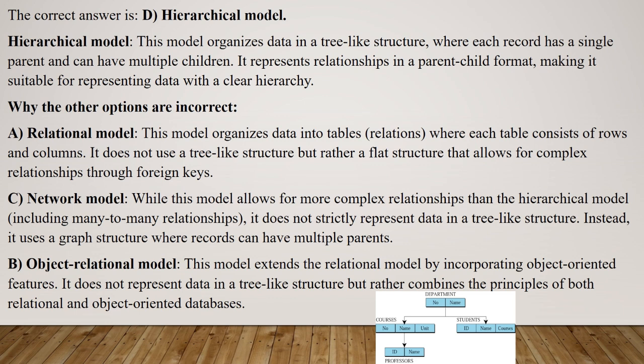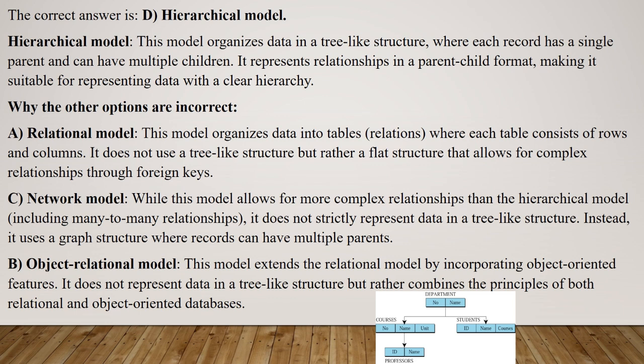Why are the others incorrect? Relational model, this is incorrect. The relational model is two-dimensional. It organizes data into tables or relations, where each table consists of rows and columns. It does not use a tree-like structure; rather, it is a flat structure that allows for complex relationships through foreign keys.